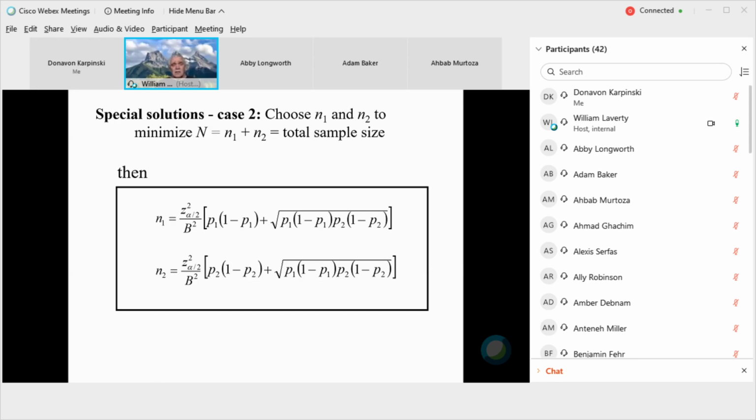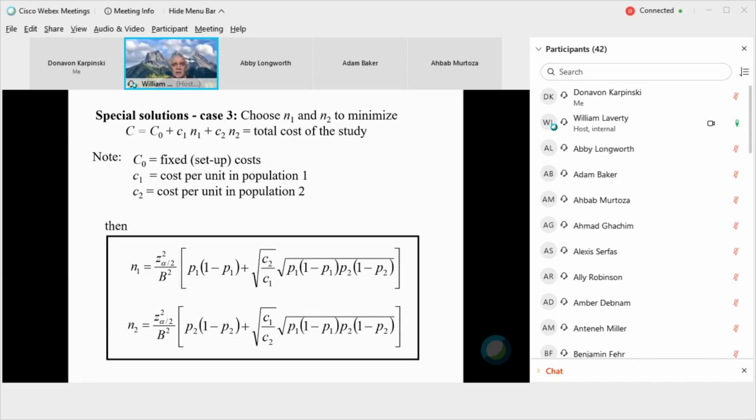Turns out that if the proportion here is closer to 0 or closer to 1, you'll get a more accurate estimate. So this one puts the sample size larger when P1 or P2 is closer to 0.5. This is the solution when you want to choose the sample size, estimate with an error bound B, level of confidence 1 minus alpha, and you want to minimize the cost.